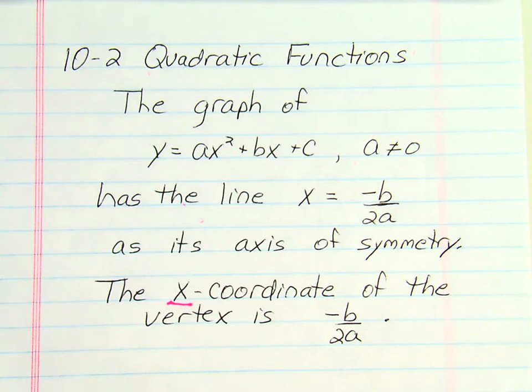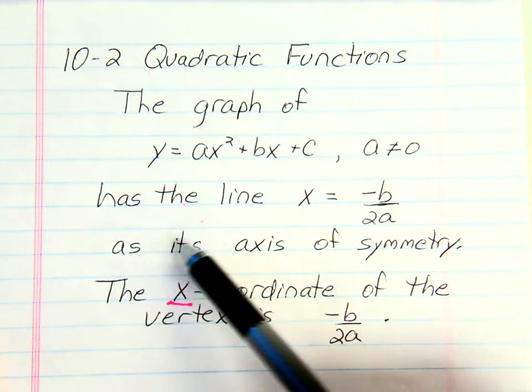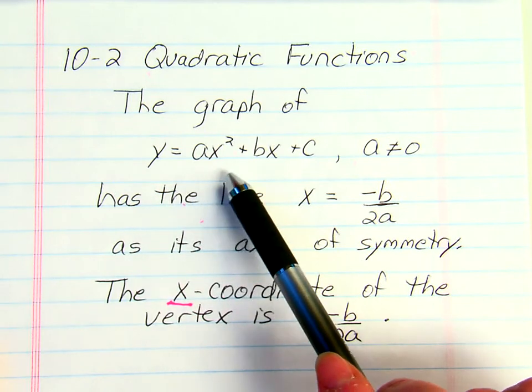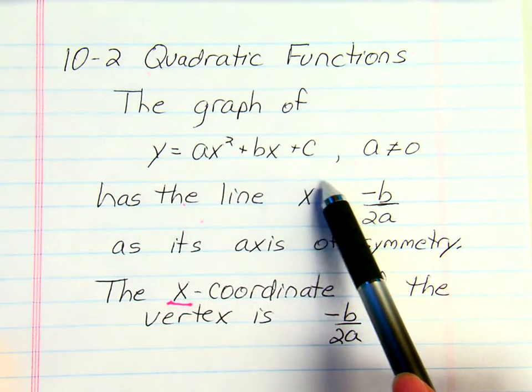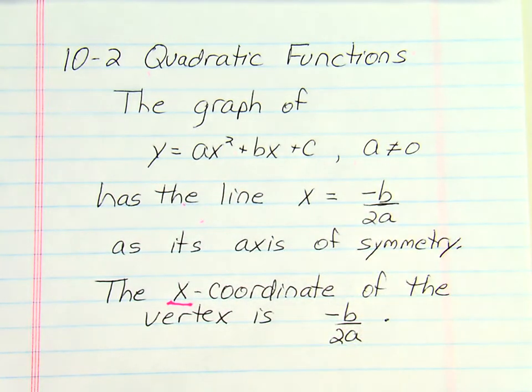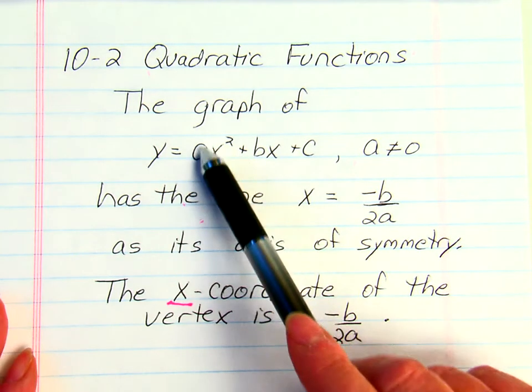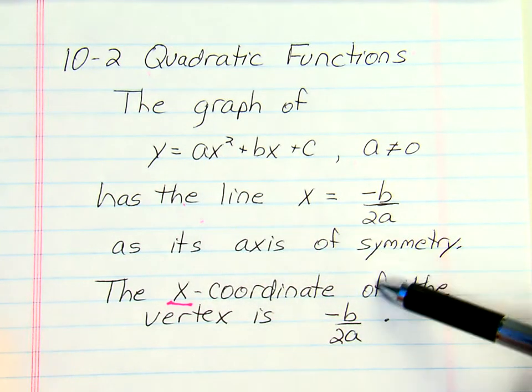Okay, so today we're going to be talking about 10-2 quadratic functions. We're going to be doing more graphing. We're going to be talking about the graph of y equals ax squared plus bx plus c, as long as a does not equal 0, which would actually make it linear because this whole part of it would be gone.